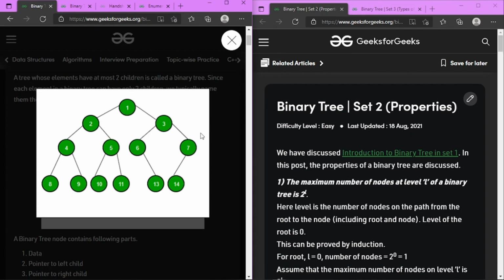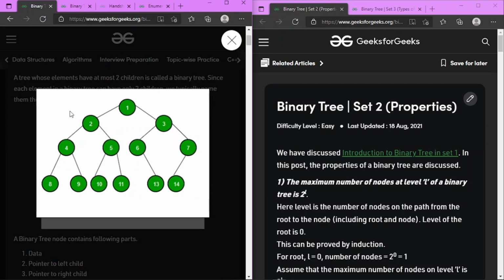So coming to the properties, before that we have to first understand what is the height of the tree and what are the levels of the tree. So the height of the tree is the path to the farthest node in the tree from the root node. The farthest node can be either 8, 9, 10, 11, 13 or 14 here, because all the nodes in that path contain the farthest possible path, and if we count the edges in that path, we will get the height of the tree.